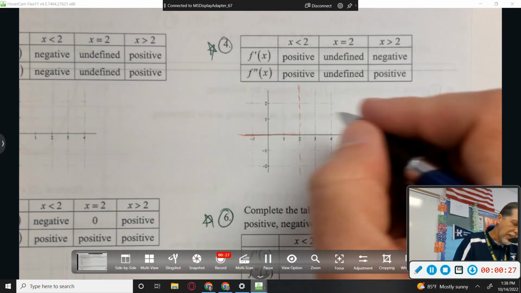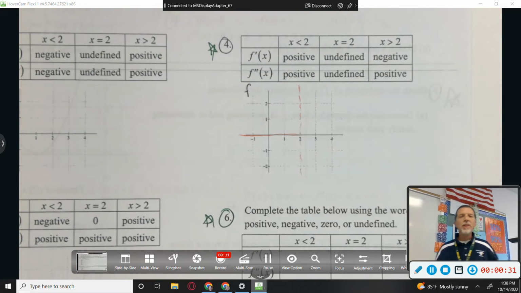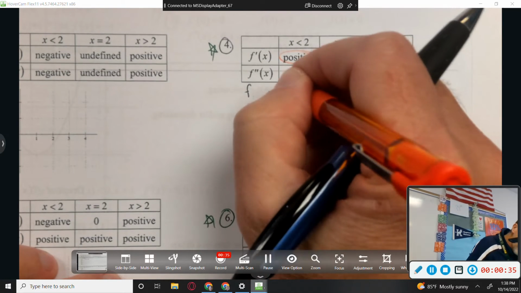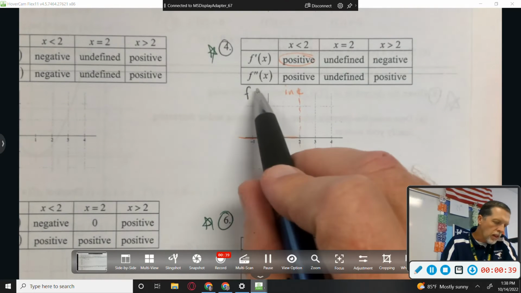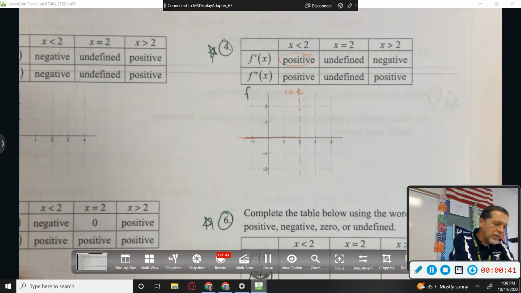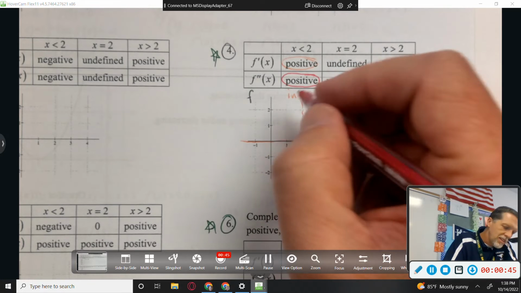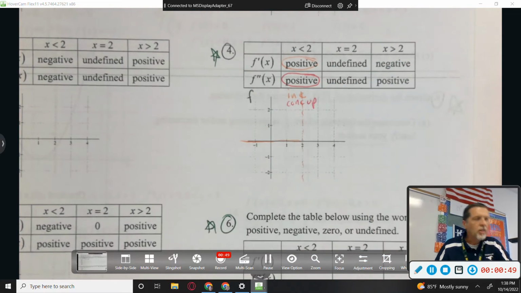I'm trying to graph f, so I need to sort of translate that. What does that tell me about f? It's increasing. If f prime is positive, then f is increasing. If f double prime is positive, what does that tell me about f? Tells me I'm concave up. F is concave up.